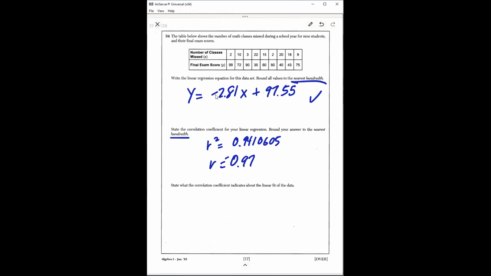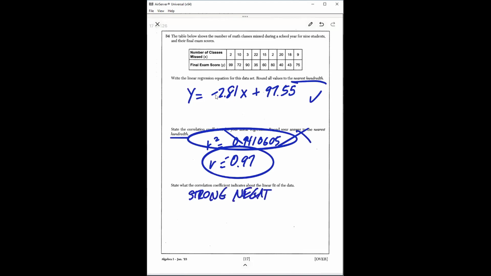And that's it. Now, the last thing: in this case, because the slope is negative, our correlation is also going to be negative. This is the R squared. We don't want the R squared. We want the R. And what does that mean? The closer it is to 1 or negative 1, the stronger it is. So you would just say this is a strong negative correlation.